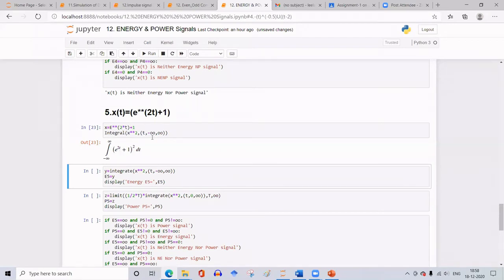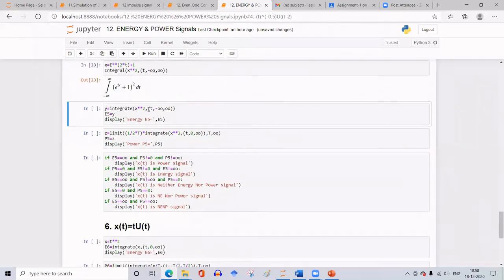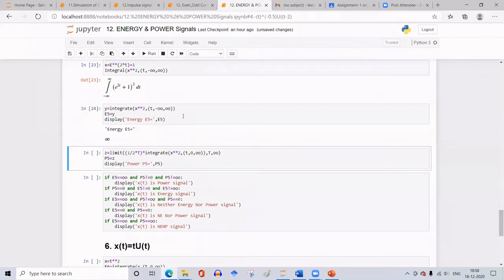That is what is given here. Whole square, that is what we want, x square dt. So this is the given problem. Then evaluate that integral and we get the energy as infinite.